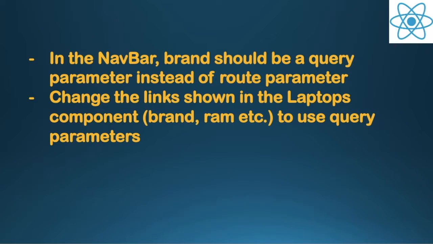Let's look at the next exercise. In the nav bar, brand should be a query parameter instead of route parameter, and change the links shown in the laptops component, brand, RAM, etc. to use query parameters. So because we have removed those route parameters from the main component, let's make these changes.